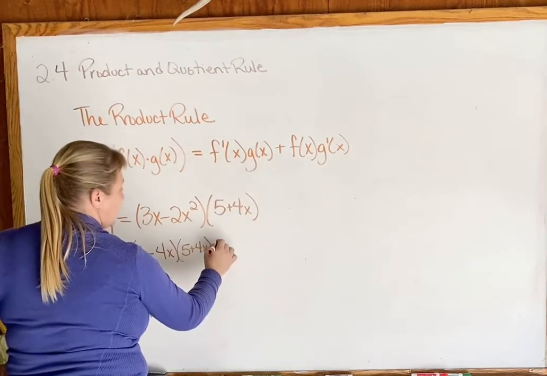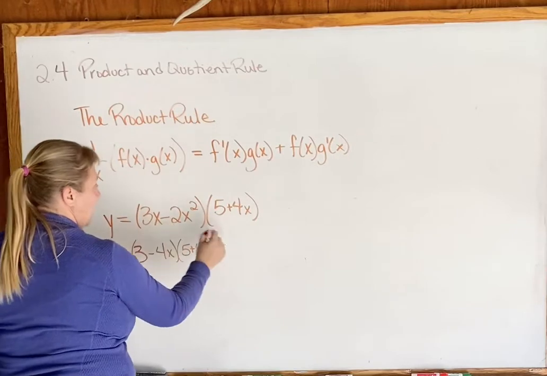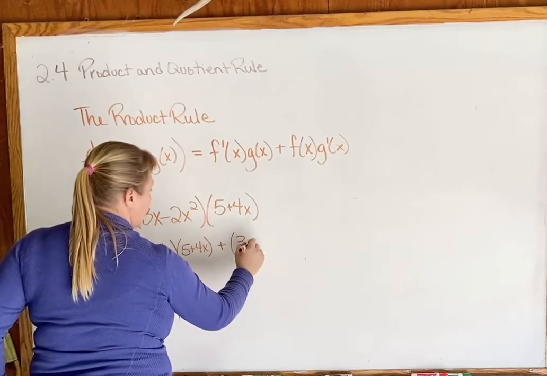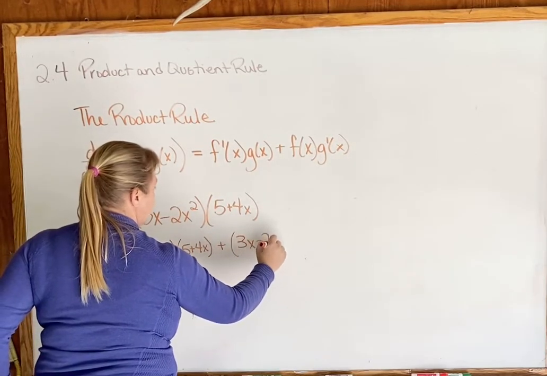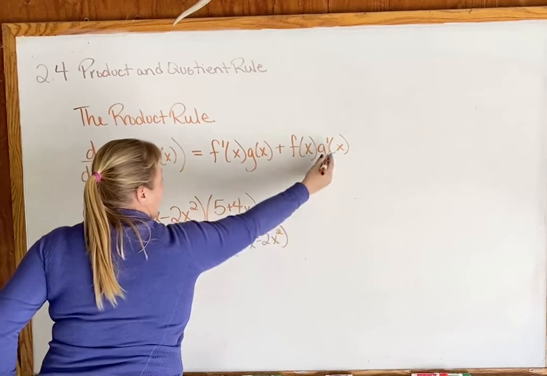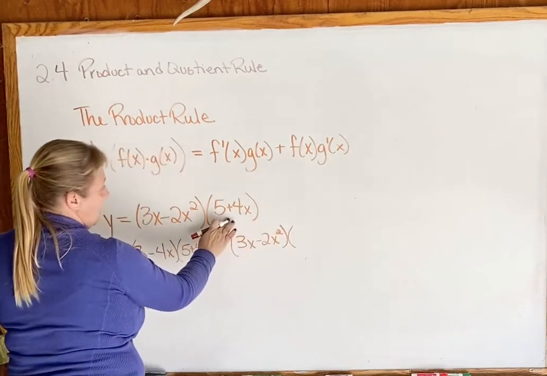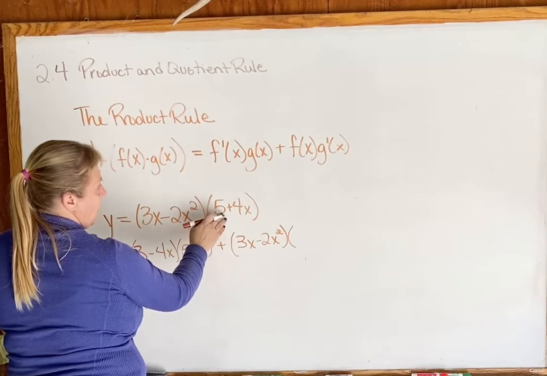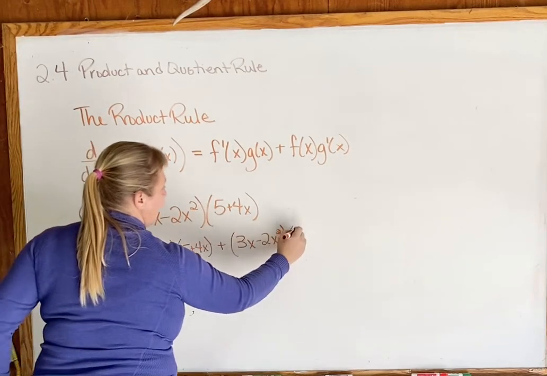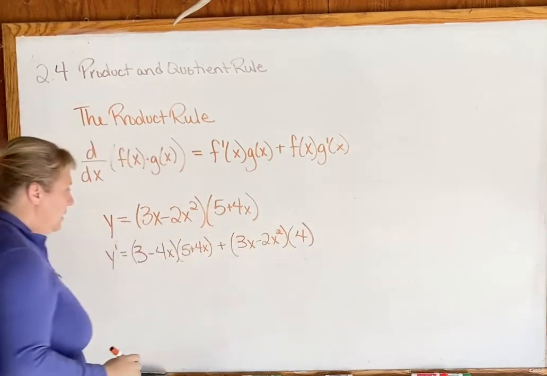Then we leave the first guy, so we leave 3x minus 2x squared, and we find the derivative of the second guy. The derivative of the second guy, the 5 is going to go away, and the derivative is just going to be 4. Does everybody agree?